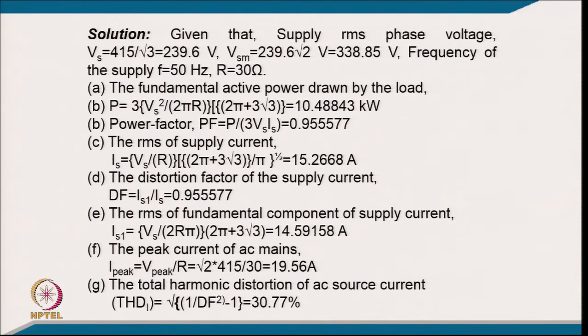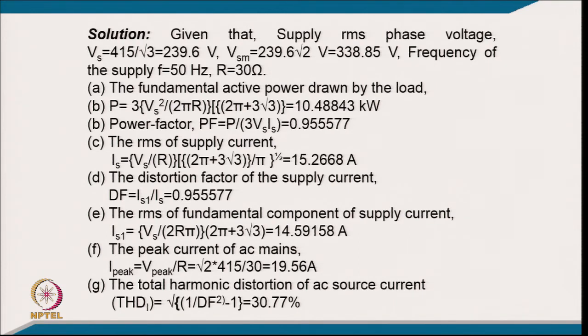Coming to the numerical part, the supply RMS voltage is 415 by root 3, that is 239.6 volt, and the peak of this will be 338.85, root 2 of that, at a frequency of 50 hertz, and resistance is given as 30 ohm. So, you can find the fundamental active power drawn by the load from this relation, that comes to 10.48843 kilowatt, and power factor, active power divided by 3 Vs Is, comes 0.955. The supply RMS current from this relation for a resistive load is 15.2668, and distortion factor is Is1 upon Is.